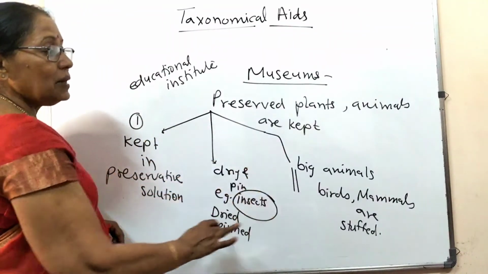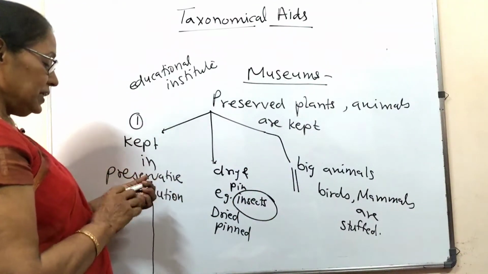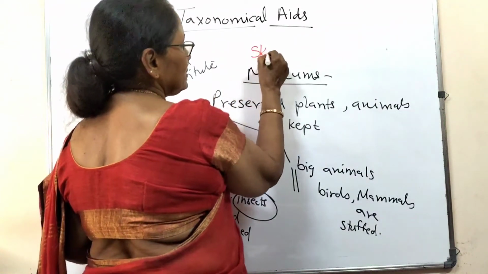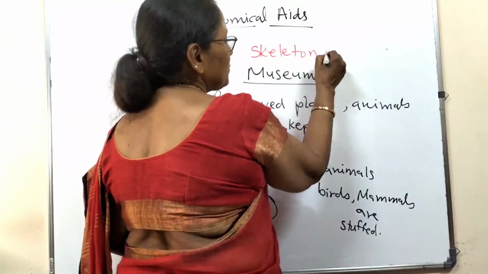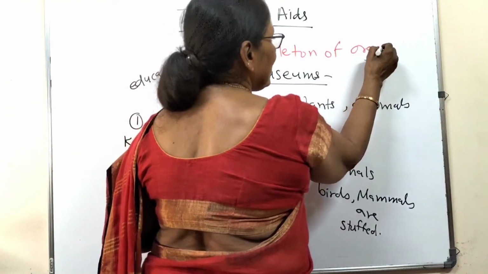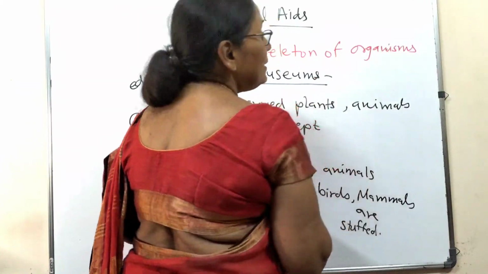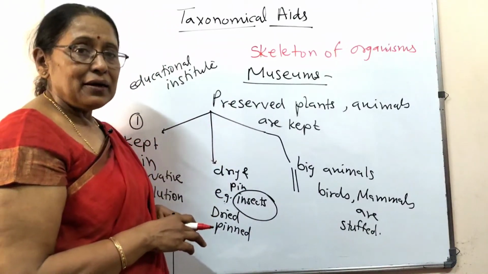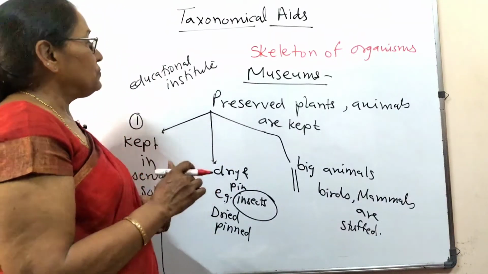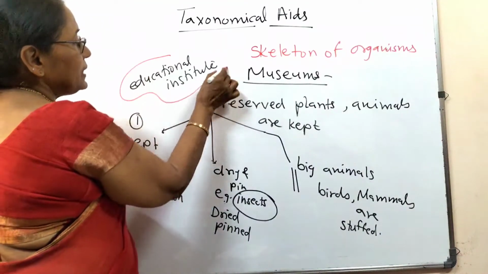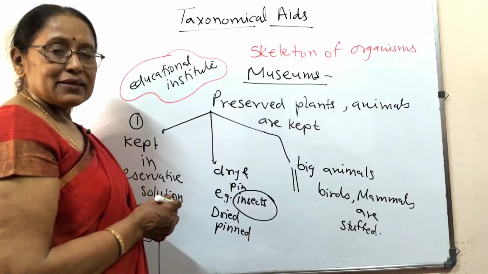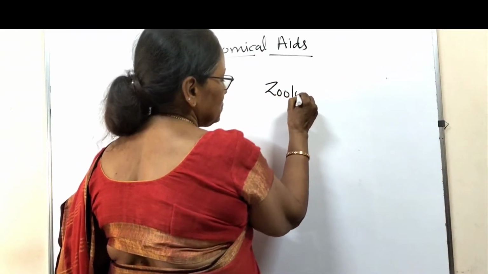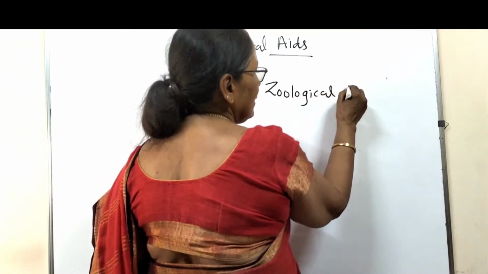Other than the organisms, in the museum you can also find the skeleton of various organisms. For example, if you have to study frog, snake, fish, or human being, all the skeletons you will find there. Fine. That's why for study purpose and reference purpose, it is very good for the students. Next is zoological park.